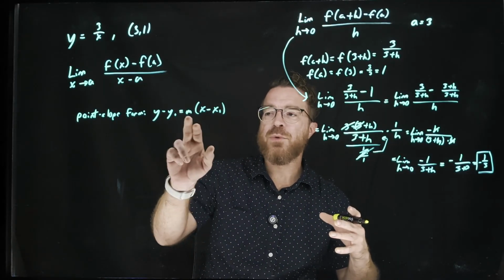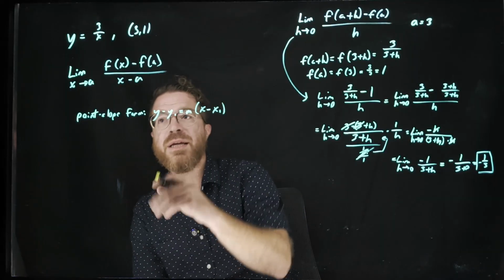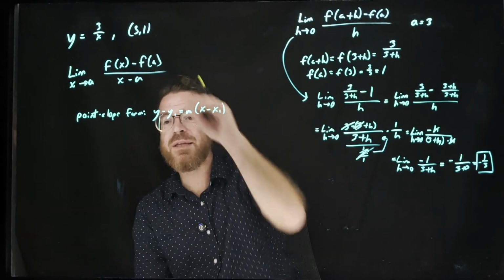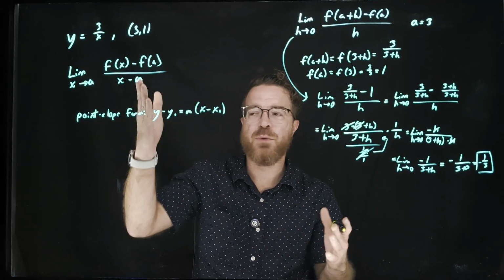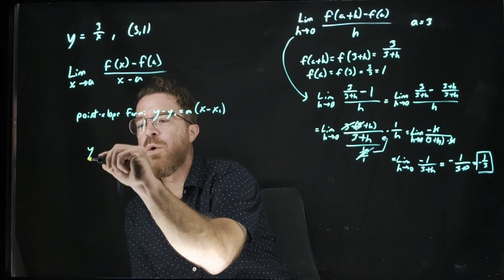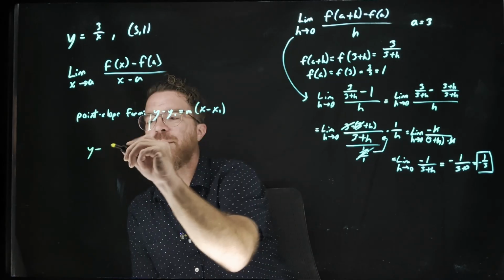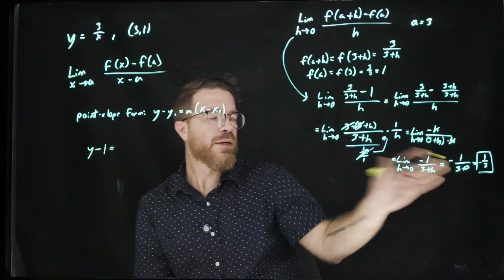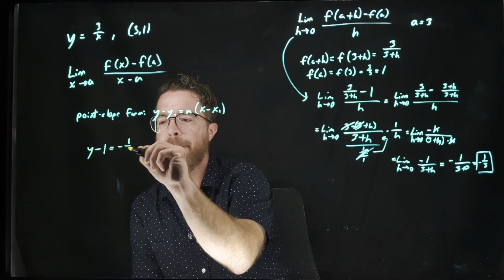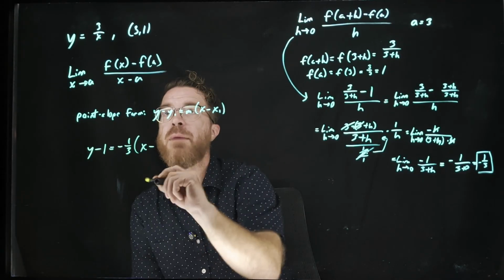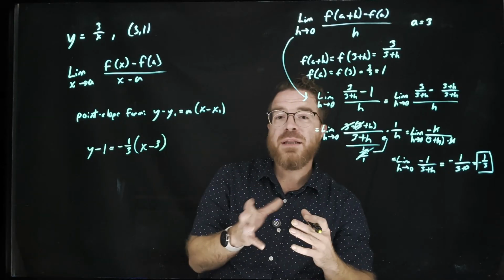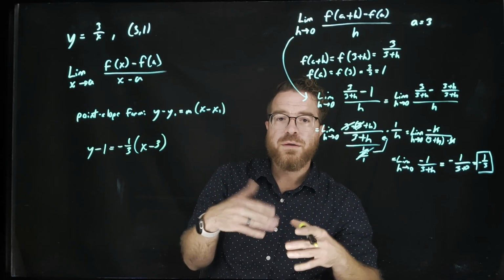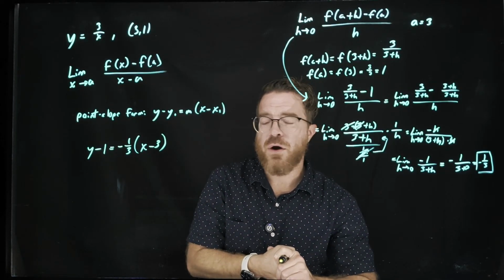So first things first, we're going to plug in our slope, and we're going to plug in our x and our y for that point that we're at. Remember, because this is the instantaneous rate of change at this point, (3, 1). So then this becomes y minus, our y value is 1, equals negative 1/3 times x minus 3. And this is going to allow us to solve for our slope-intercept form of our line.